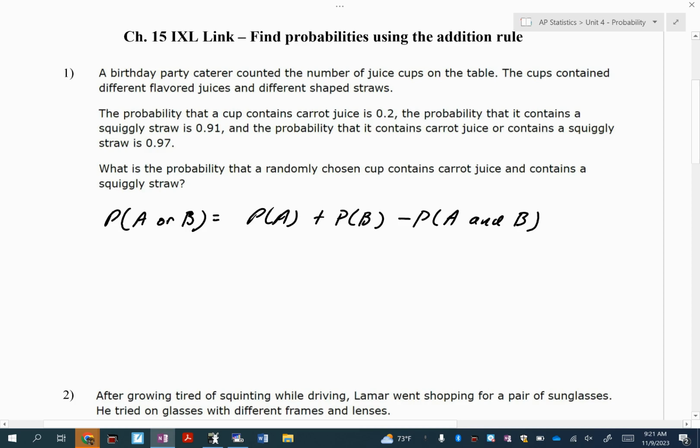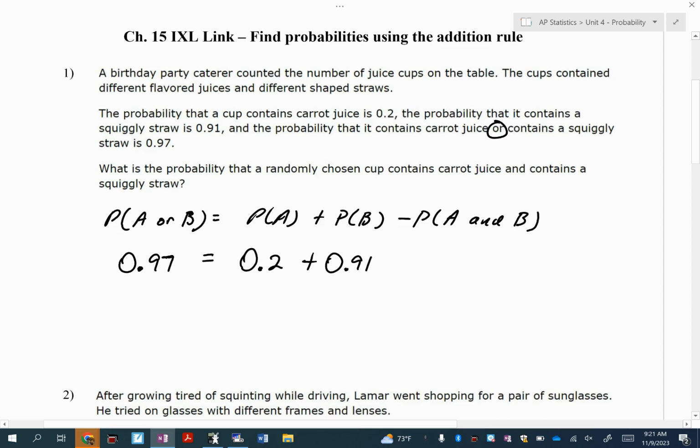So we have the probability that a cup contains carrot juice is 0.2. I'm going to slot that in for the probability of event A. The probability that it contains a squiggly straw, that's fun to say, is 0.91. That's my event B. All right. And it says the probability that it contains carrot juice or contains a squiggly straw is 0.97. So make sure you put that in the correct spot, right?